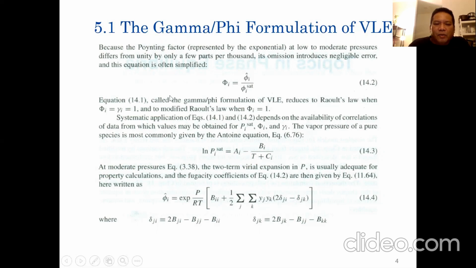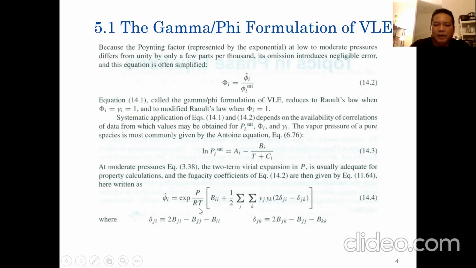In Raoult's law, when phi equals gamma equals 1, then it becomes the modified Raoult's law, when capital Phi is equal to 1 here. So to find P saturated, we can use the Antoine equation, A minus B over T plus C, where all these values you can find in the appendix. And then for the two-term virial expansion, we can use the equation here. I don't need to expand it further.